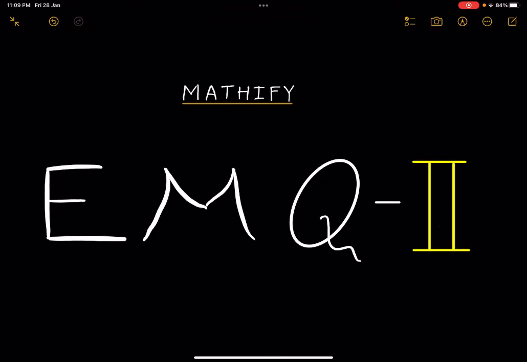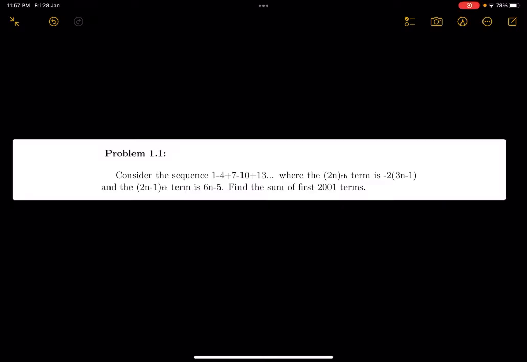So let's get started. So here we have the first question of the set, where it asked, consider the sequence 1 minus 4 plus 7 minus 10 plus 13, where the 2nth term is minus 2 times 3n minus 1 and the 2n minus 1th term is 6n minus 5. Find the sum of first 2001 terms. So feel free to pause the video and try it yourself.